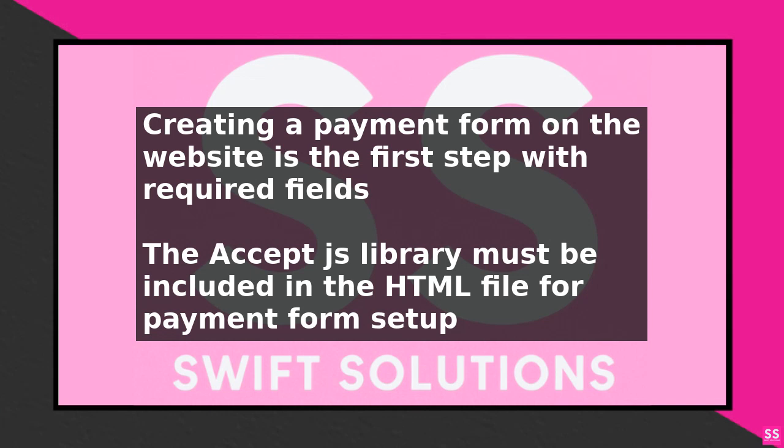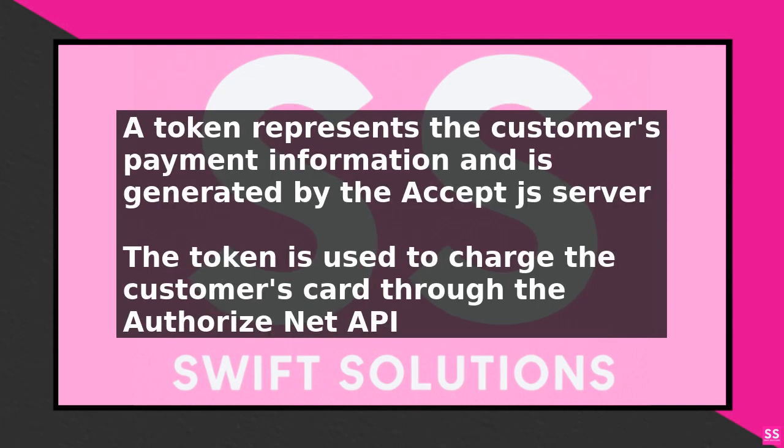To charge the customer's card, you need to send the token to your server and then use the Authorize Net API to process the payment. It is essential to handle errors and exceptions properly to ensure a smooth payment experience for your customers.